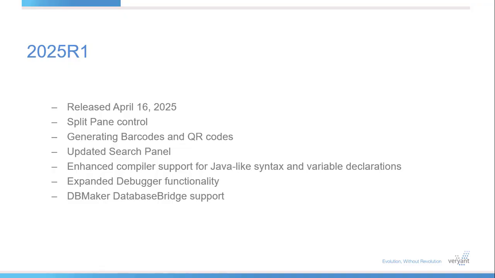We've added several compiler enhancements such as local variable support, Java-like syntax for method parameters, and further support for generic types. The debugger has some great new features that I think you'll like. And EasyDB, or the Database Bridge, now supports a new relational database, DBMaker. Let's get into some specifics about these and some other changes in the first release of 2025.